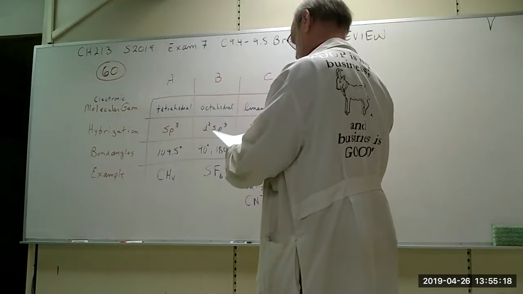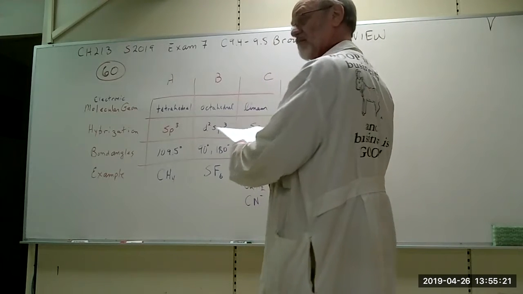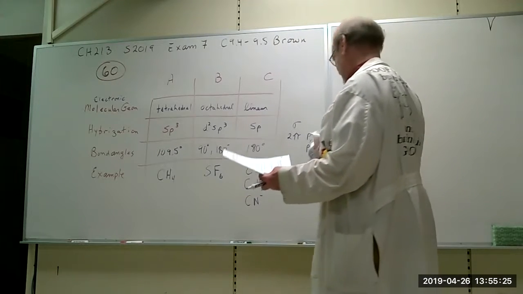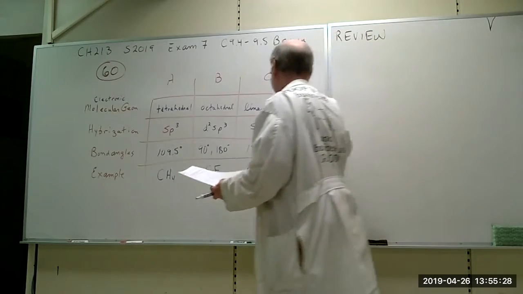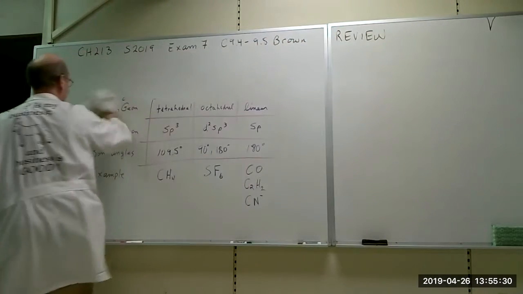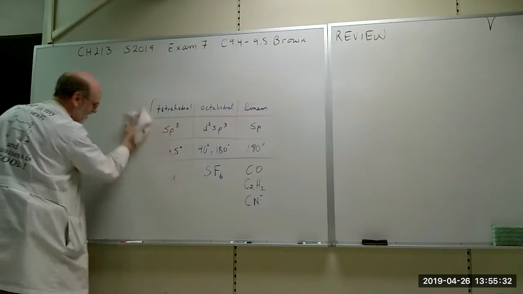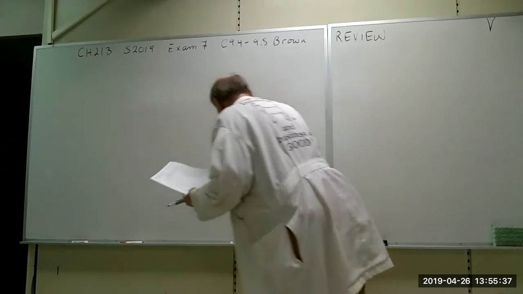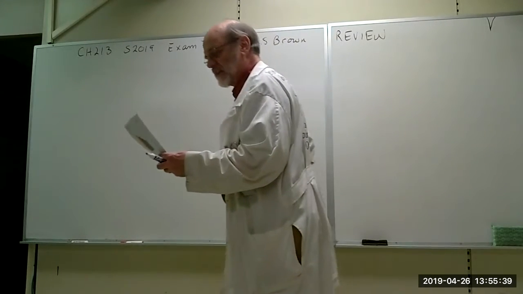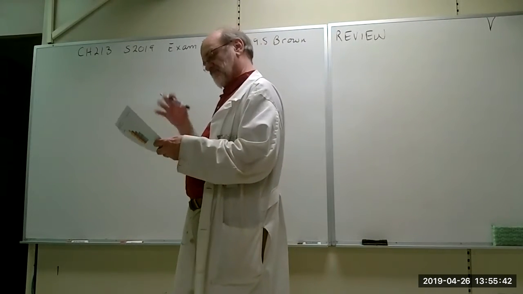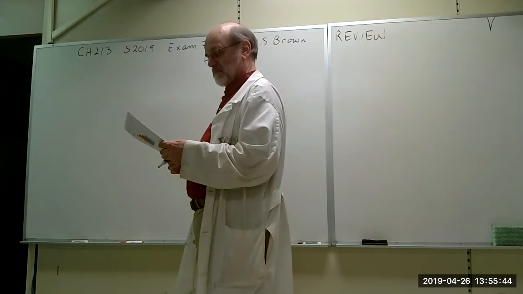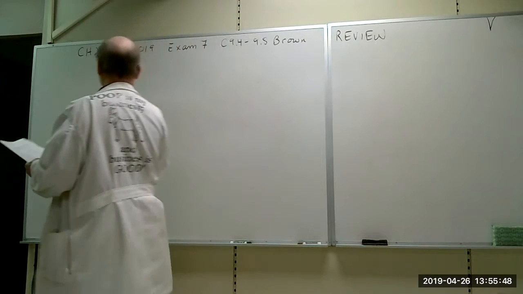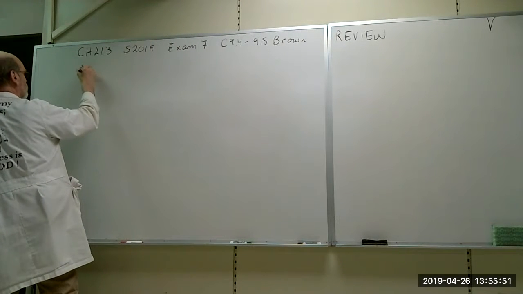Okay. 61. Did that get you in trouble? I didn't notice it. 60. 61 makes use of the cheat sheets, where it actually gives you the molecular orbital structure. All right, let's just do 61.